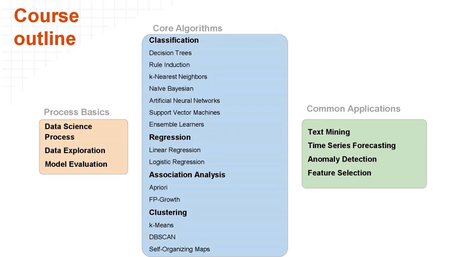So in order to learn data science, you need to know all these kinds of algorithms. You need to get the knowledge, and this is the list of core algorithms which are used in data science. And there are various basic processes and common applications. Data science processes: data exploration, model evaluation, and data mining, text mining, anomaly detection, feature selection, etc.